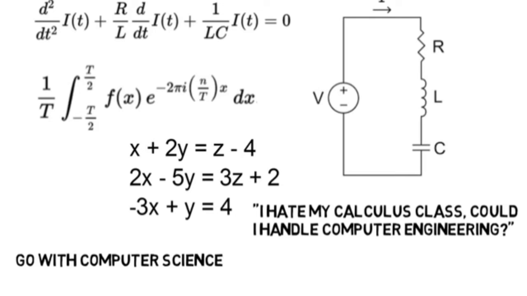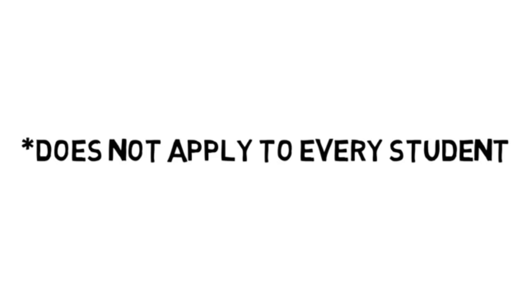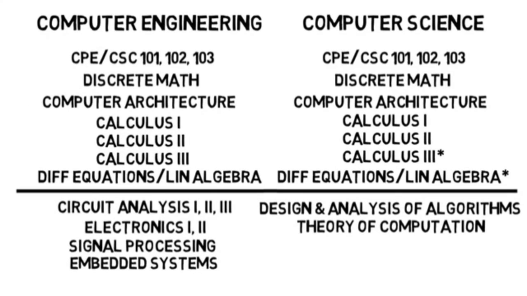Now everything I've said so far comes with a huge asterisk of does not apply to every student, especially for these two majors. And here's what I mean. Both majors have to take elective courses, and those elective courses can be in each other's disciplines. So if we go back to our list, computer engineers are allowed to take any of these other classes, and ones not listed, as their electives. So they can almost have a degree in computer science too if they wanted.